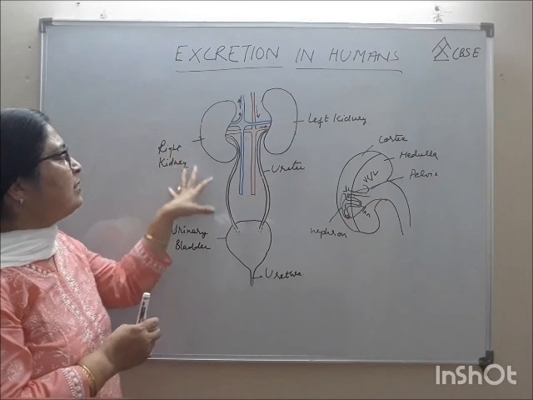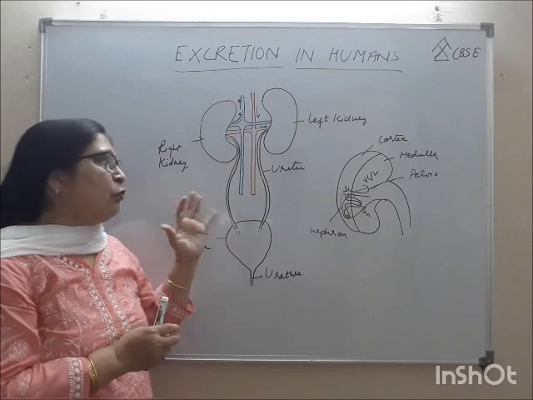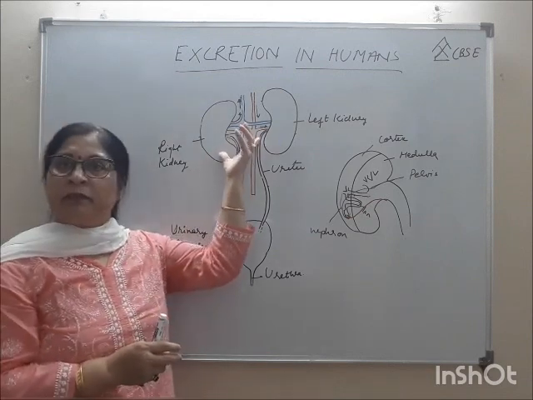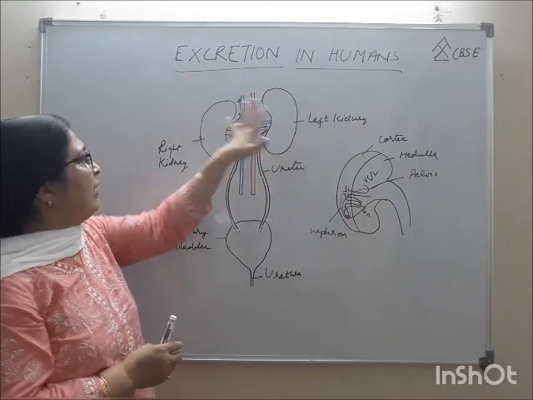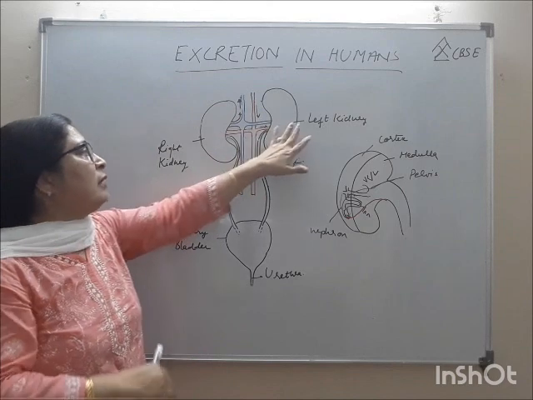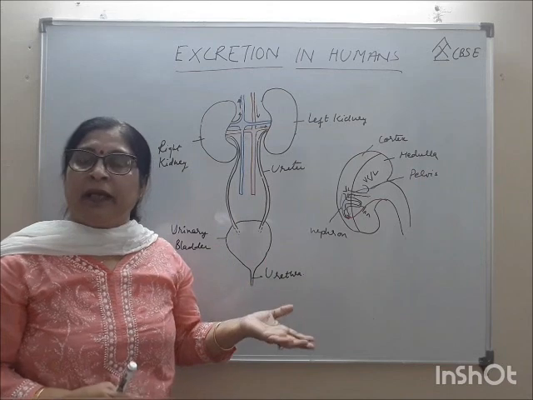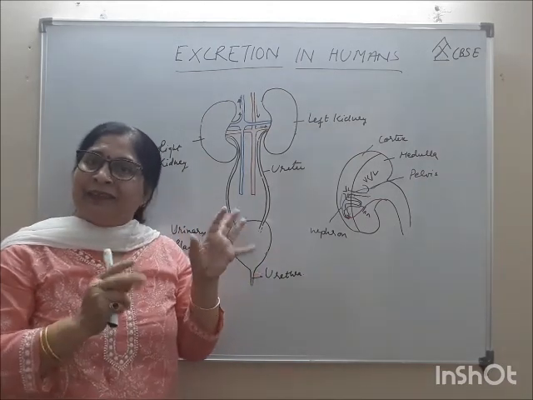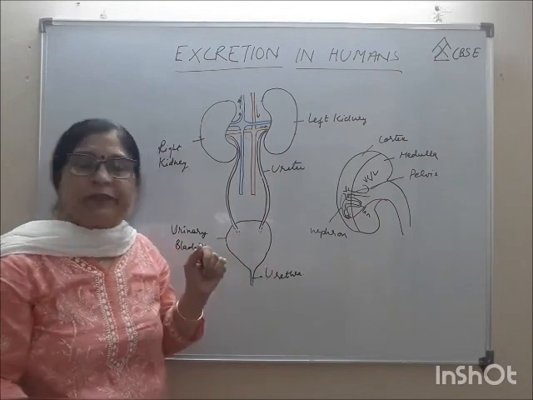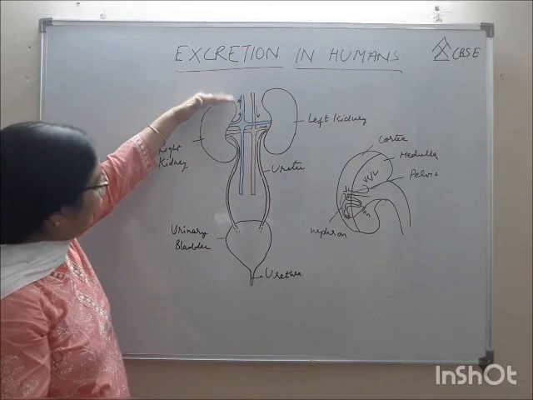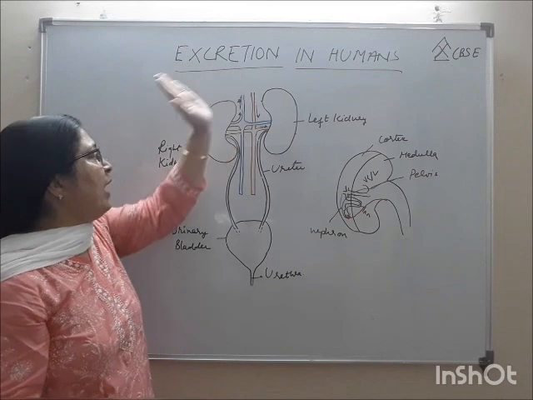क्लियर? सो दिस इज द स्ट्रक्चर एक्सक्रेटरी सिस्टम ऑफ ह्यूमन. Once again I am explaining, there is a pair of kidneys present on either side of the abdomen. So right kidney and left kidney. Right kidney is slightly lower than the left kidney because of the presence of liver. जैसे हमने lungs में पढ़ा है, the left lung is smaller because of the presence of heart, because heart is slightly tilted towards the left. So same here, right kidney is slightly lower, you can see here in the diagram, because of the presence of liver.